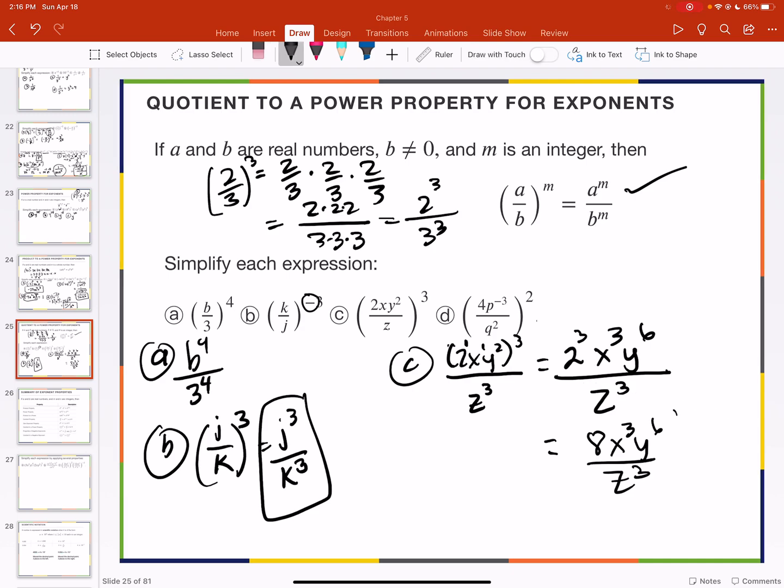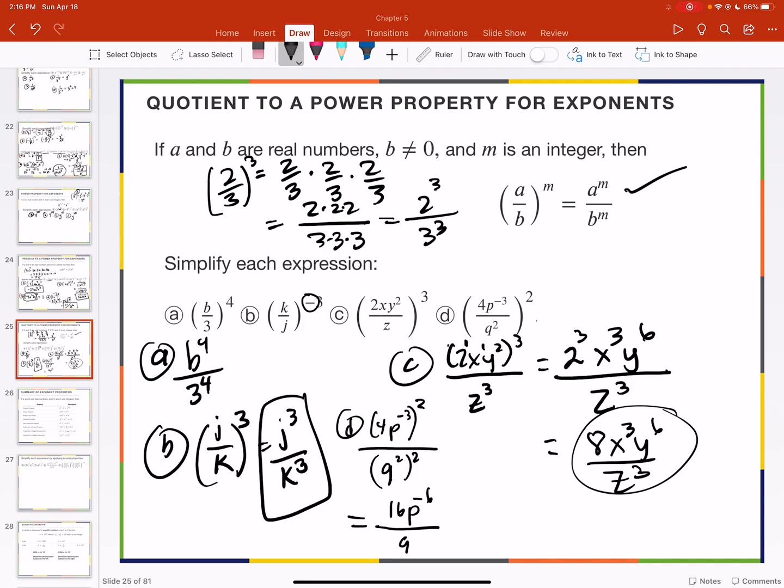Okay. And then finally for D, it's 4p to the negative 3 squared over q squared squared. So then that's going to equal 16 p to the negative 6 over q to the 4th, but then this negative moves it down. So then that's 16 p to the 6 q to the 4th. Don't forget, if you have a negative in your exponent and you move it to the numerator if it was in the denominator, or vice versa, get rid of the negative because that means you used it already, okay?